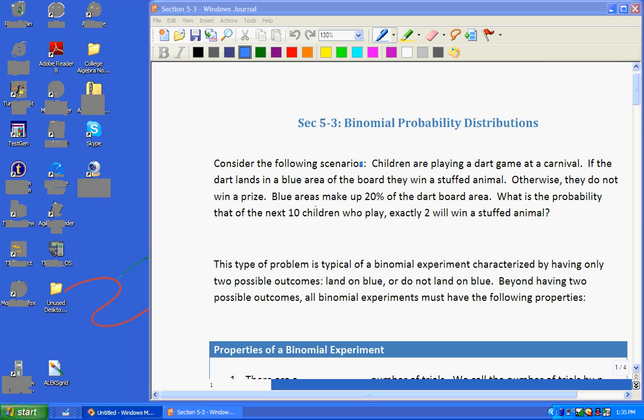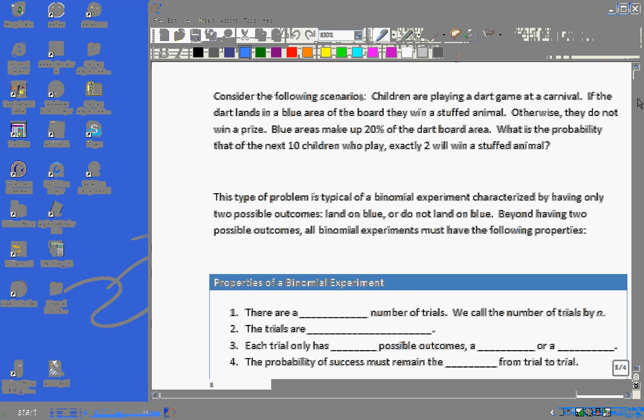What is the probability that of the next 10 children who play, exactly 2 will win a stuffed animal? This type of problem is typical of a binomial experiment characterized by having only 2 possible outcomes: land on blue or do not land on blue. Beyond having 2 possible outcomes, all binomial experiments must have the following properties.